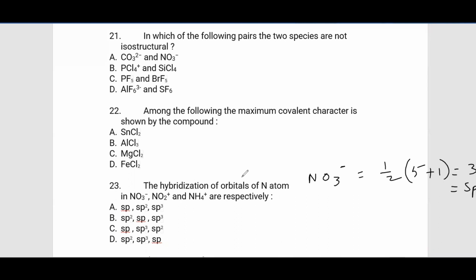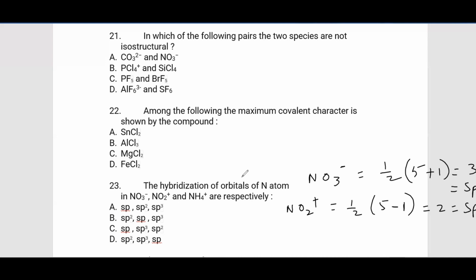sp2 hybridization. And calculate the steric number for NO2+ ion. So half into number of valence electrons, there are no monovalent atoms and one cationic charge is there. So subtract 1 from this. 5 minus 1 is 4 and 4 by 2 is 2, and it is sp hybridization if the steric number is 2.